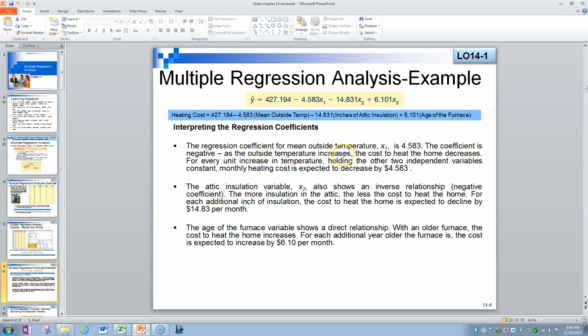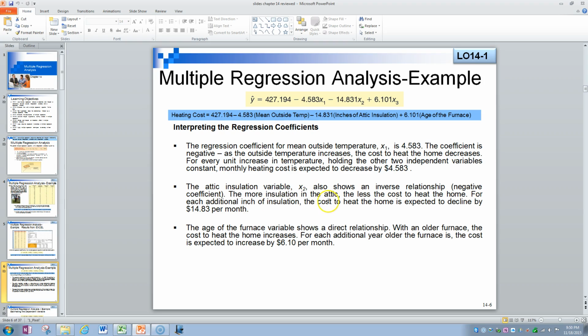The regression coefficient for the mean outside temperature, x1, is negative 4.583. The coefficient is negative, which means the following: as the outside temperature increases, the cost to heat the home decreases. For every unit increase in temperature, holding the other two independent variables constant, monthly heating cost is expected to decrease by $4.583. The attic insulation variable x2 also shows an inverse relationship, or negative coefficient.